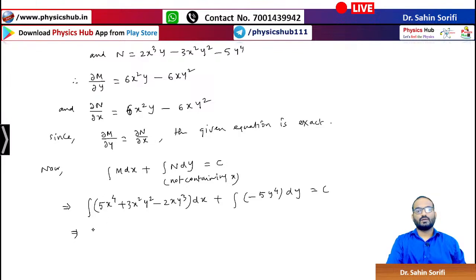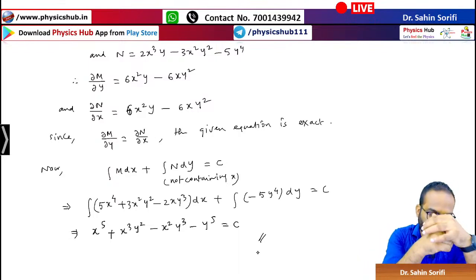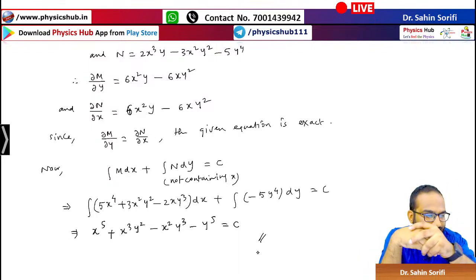So x to the power 5 by 5, y should be treated to be constant, so x cube by 3, so x cube y square minus x square y cube minus y to the power 5 equals to C. Yes, Murali. Understood?